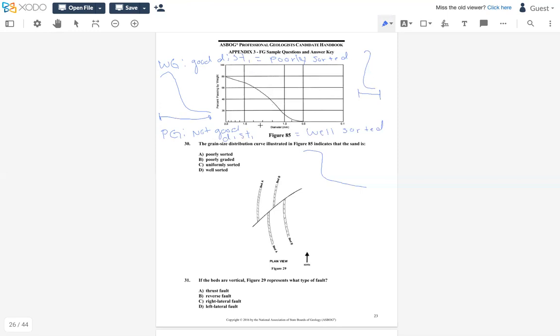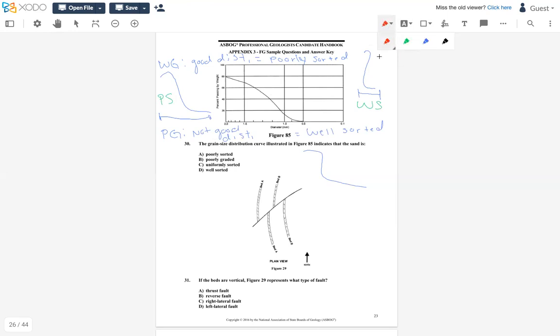And so let's walk through the answer choices. I know this may be a little confusing for people because these are opposites, but hopefully they don't do anything too tricky. So poorly sorted is well graded. And for labeling purposes, I should say this is well sorted and this is poorly sorted. This is all over the place, but hopefully it makes sense.